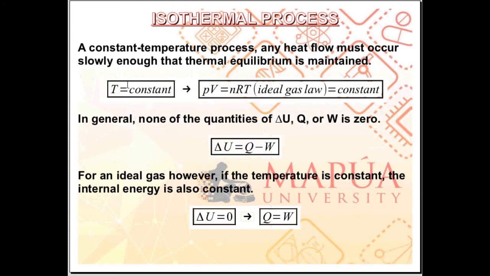Isothermal process: temperature is constant, so we can use the ideal gas law equation. PV is equal to nRT. Since temperature T is constant, that means PV is equal to a constant value. In general, none of the quantities are 0. So delta U, Q, W, in general, none of these quantities is equal to 0. Therefore, delta U is equal to Q minus W. But for an ideal gas, wherein we can apply the ideal gas law equation, if the temperature is constant, the change in internal energy is 0. Therefore, Q is equal to W.